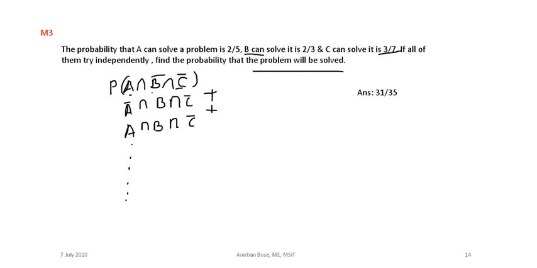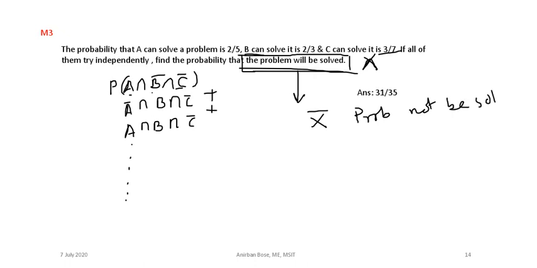So instead of doing this, let us consider the complementary event of the event that is given, that the problem will be solved. What is the complementary event to that? If this event is X, that the problem will be solved, let us consider the event that the problem will not be solved. So this is basically the complementary event of the actual problem in the question.